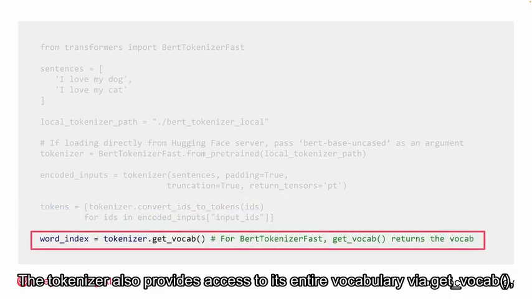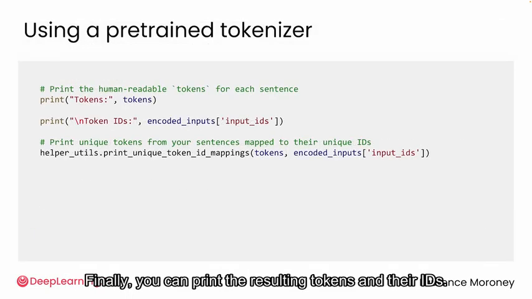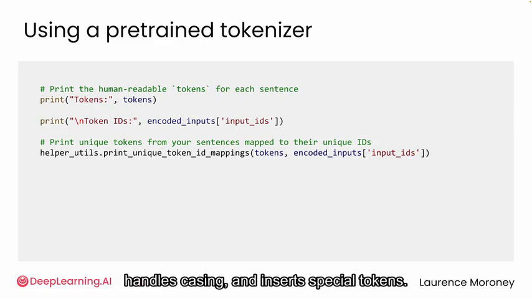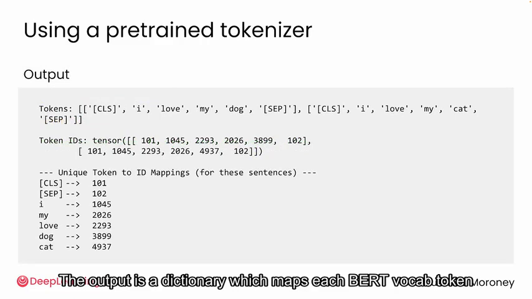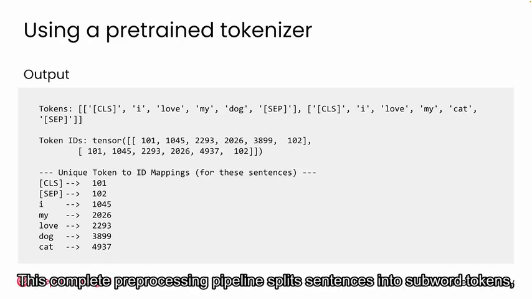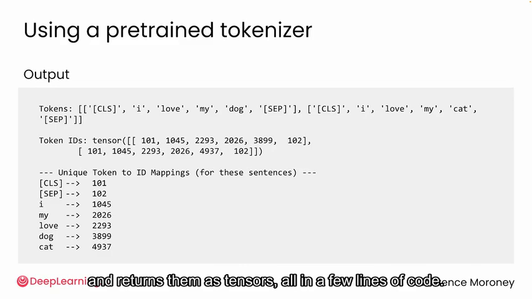The tokenizer also provides access to its entire vocabulary via get_vocab, allowing you to inspect or analyze how words are represented. Finally, you can print the resulting tokens and their IDs. This will help you understand how the tokenizer splits text, handles casing, and inserts special tokens. The output is a dictionary which maps each BERT vocab token to a unique integer ID. This complete pre-processing pipeline splits sentences into subword tokens, converts them to IDs, pads them to the same length, and returns them as tensors, all in a few lines of code.